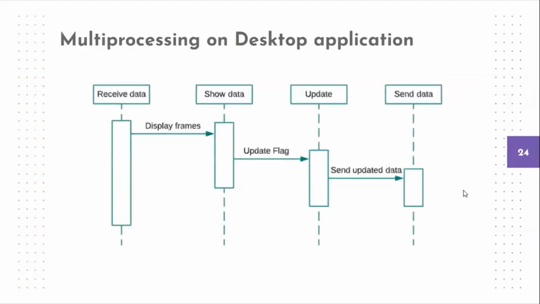As for multiprocessing on the desktop application, the data is received from the gateway as frames, and then each frame is displayed along with its ID, Jetson ID, timestamp, and flag. And this flag shows whether this frame is labeled as accident or not. So the user can update this flag, then the updated frame will be sent back to the gateway.